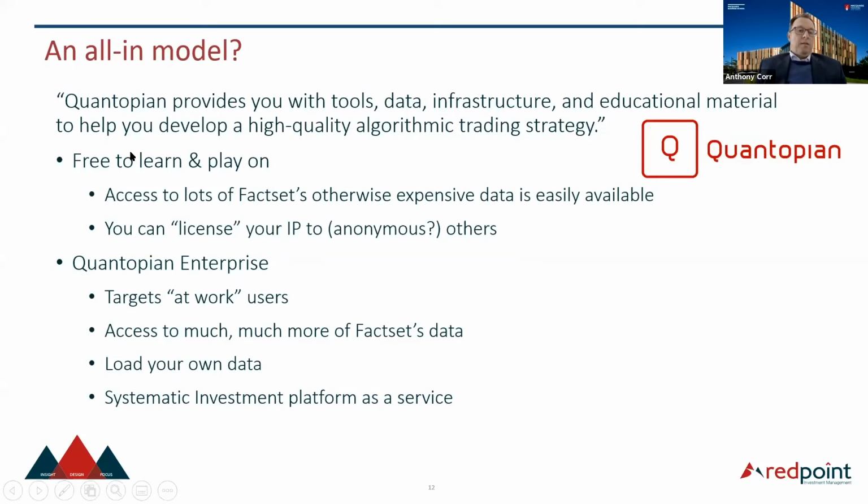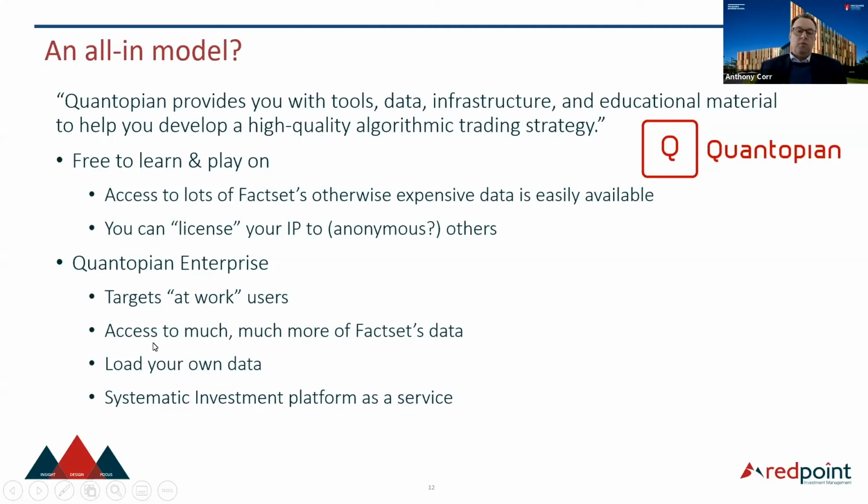Now that is, I suppose, where Quantopian started, but these days it's evolved into what they call Quantopian Enterprise. And what they do is they say they target at-work users. So I think it's somebody that perhaps had access to the community offering, the first one here initially, and then they moved into a work environment and they want to continue utilising the same infrastructure and the same system, so targeting at-work users.